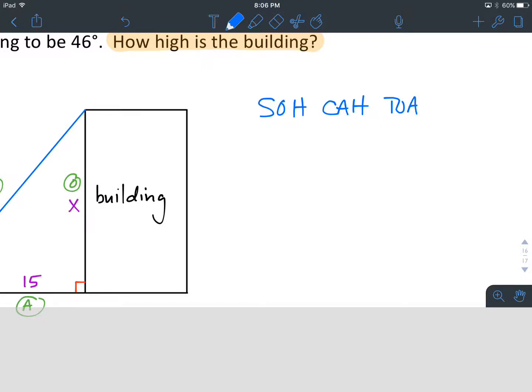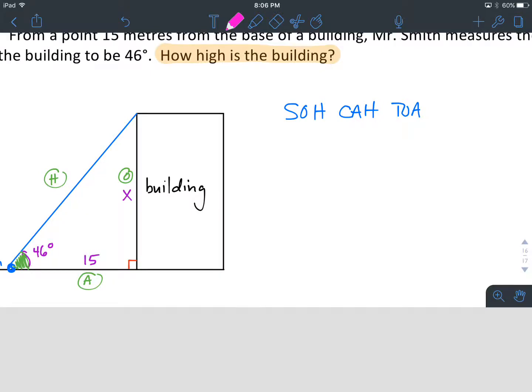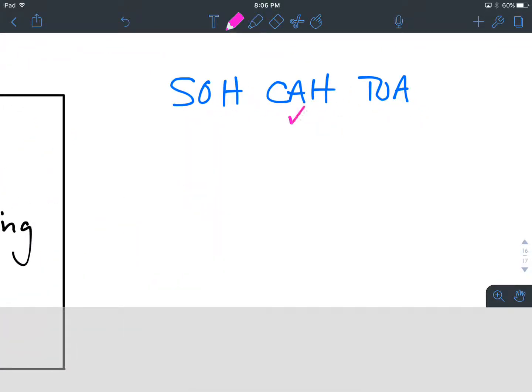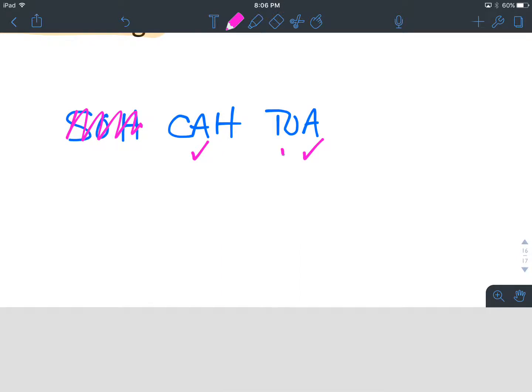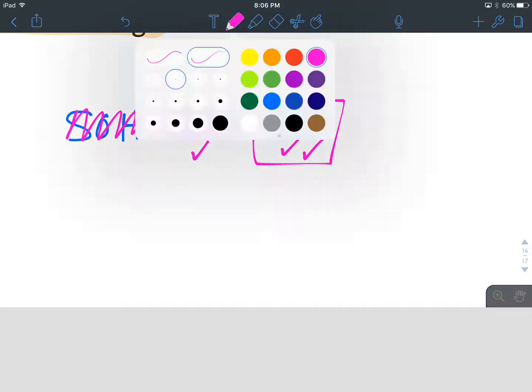And now let's ask ourselves, what pieces of information are we given? Well, we are given adjacent, so that's the A. So sorry, sine, that's not going to be it. And what piece of information do we want? We want the opposite, so that's also not going to be cosine. Tangent is going to be the one that we're using today.